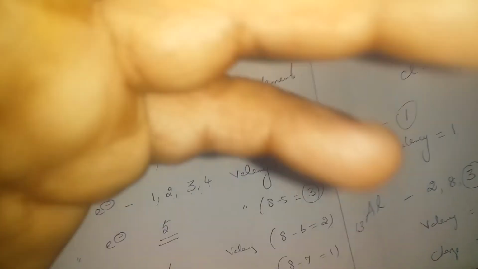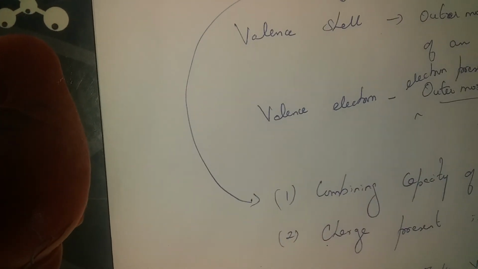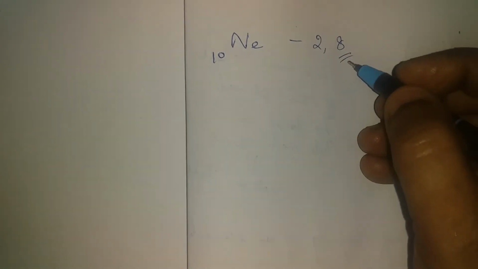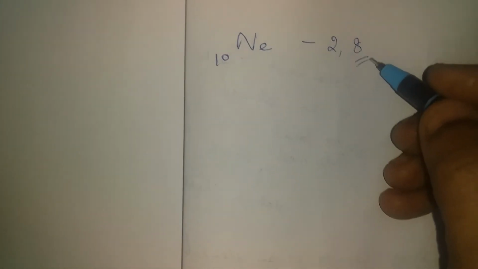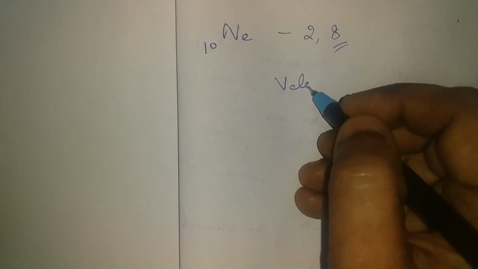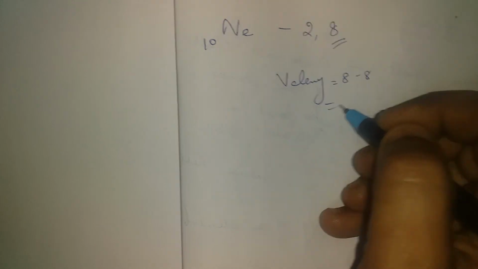Next, we are going to see inert gases. For example, take neon, the atomic number is 10, electronic configuration 2, 8. How many electrons are filled in the last shell? 8 electrons. Here the valence electron is greater than 4, therefore the valency is 8 minus 8. It has 0 valency.